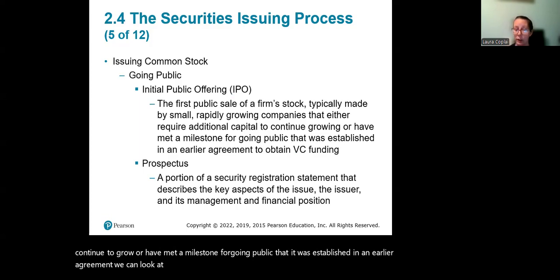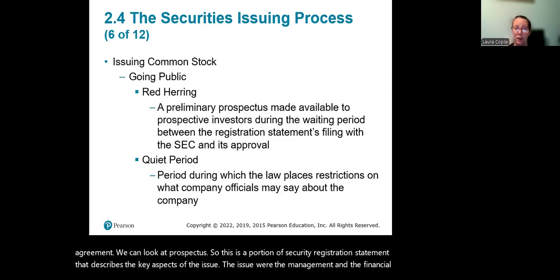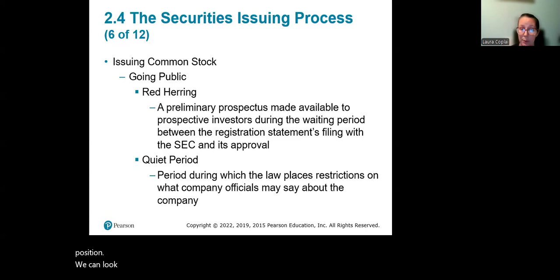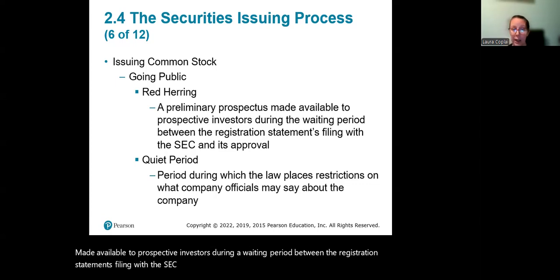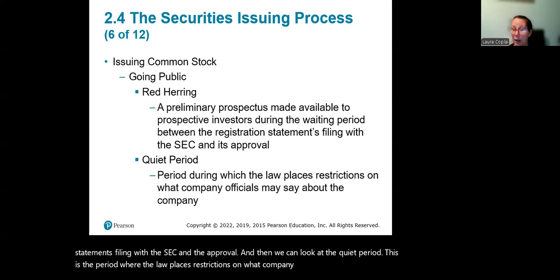So this is a portion of the security registration statement that describes the key aspects of the issue, the issuer, the management, and the financial position. We can look at red herrings. This is a preliminary prospectus made available to prospective investors during a waiting period between the registration statement's filing with the SEC and the approval. And then we can look at the quiet period. This is the period where the law places restrictions on what company officials can say about the company.